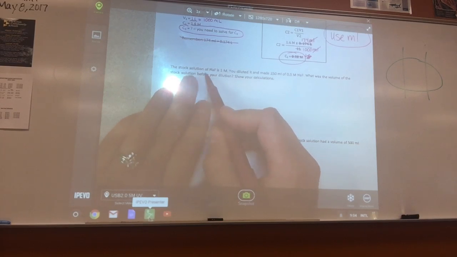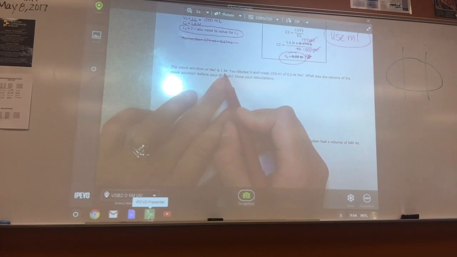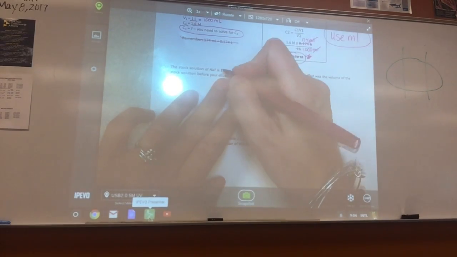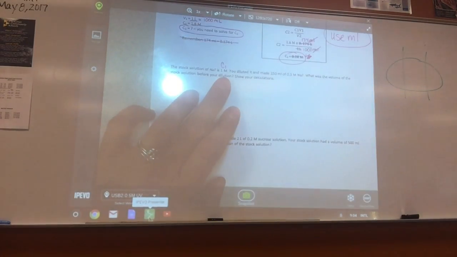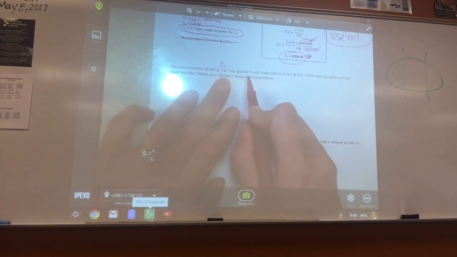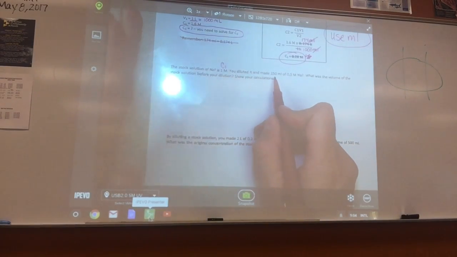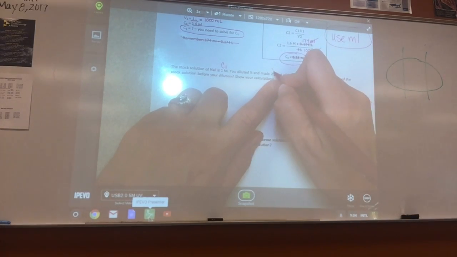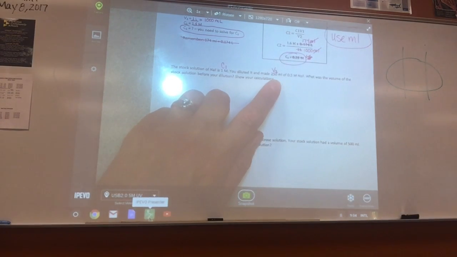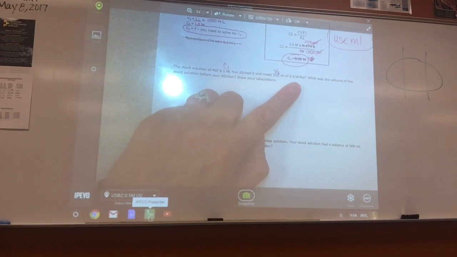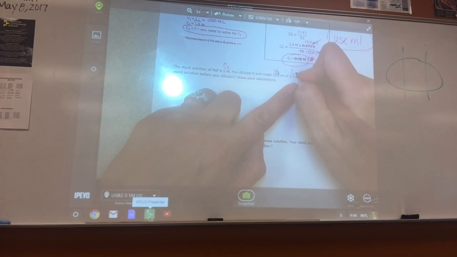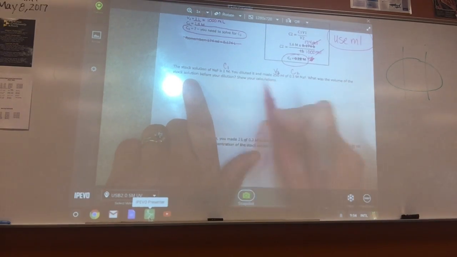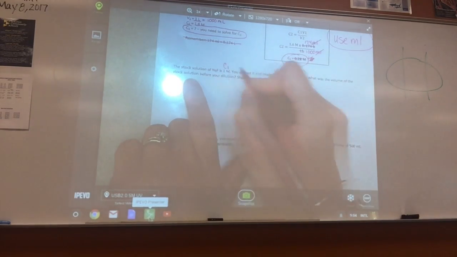If we look at this, the stock solution is 1 molar. Your stock solution is usually what you start out with, and that's a concentration, so that's your C1. Then you diluted it, so these are going to be your final values. You made 250 milliliters, that's a volume, so that's your V2. And 0.5, that's your concentration, and so that is C2. Then it asked you what was the volume of the stock solution, so that was what you originally had.